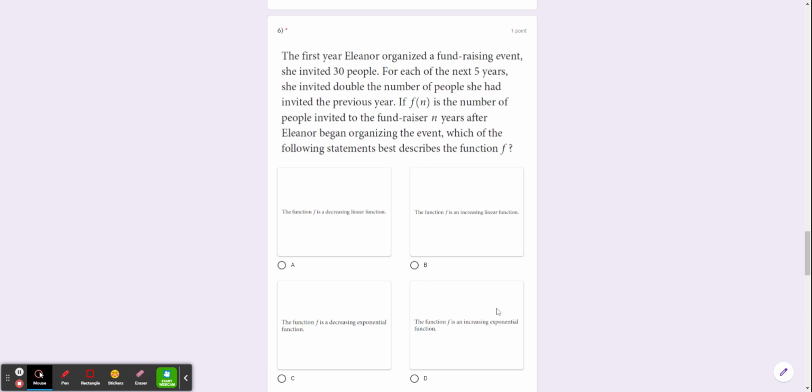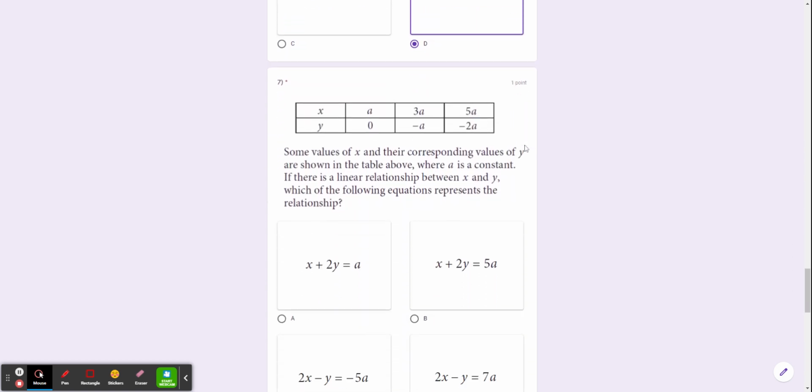So it can't be linear, which means it must be exponential. Usually exponential functions involve multiplying or doubling, tripling, or taking half of something. So that's the other clue that this is exponential, because it's doubling each year. Okay, so let's see here.